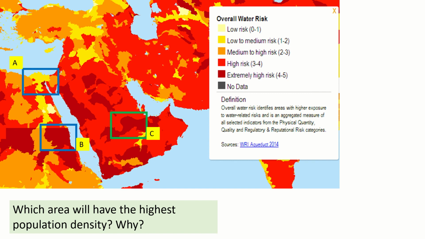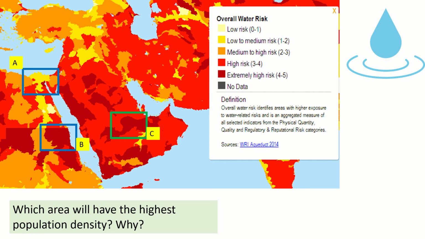And then the final reason is water risk. So this map here shows you the overall water risk an area could expect to have. The yellow or the beige colour is low risk. The red is extremely high risk. Pause the video. With that knowledge, which of those areas will have the highest population density and why?